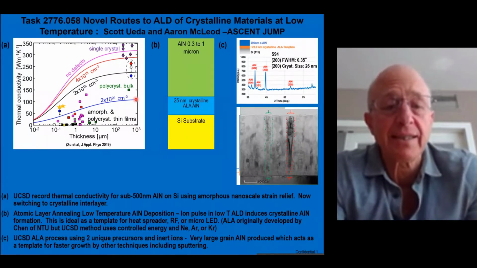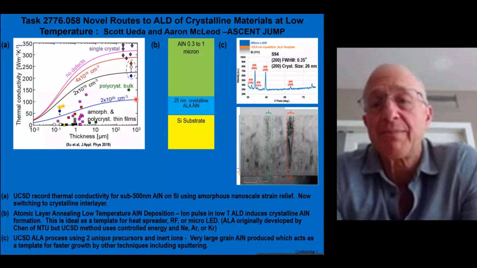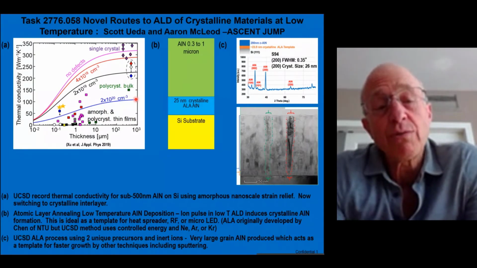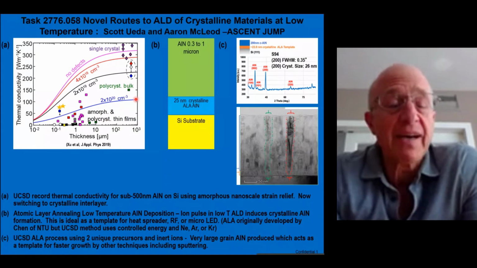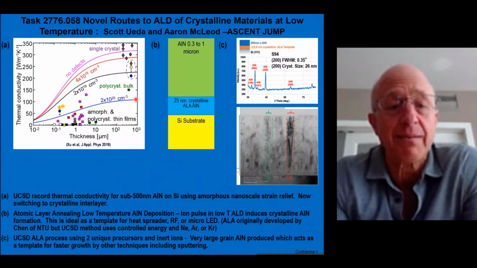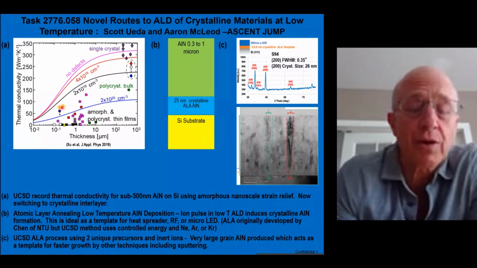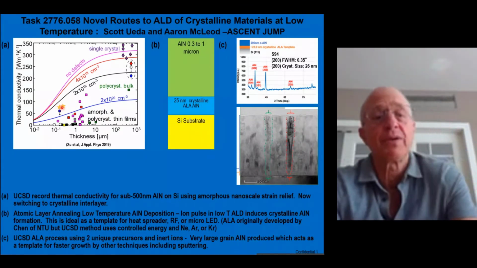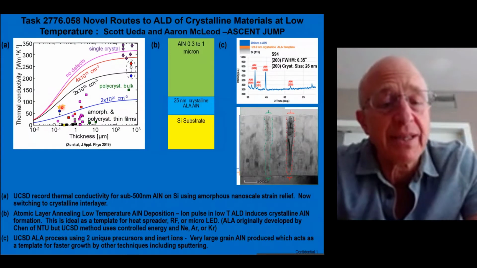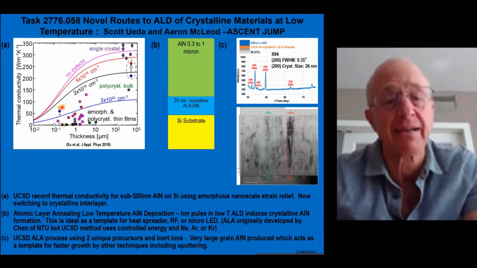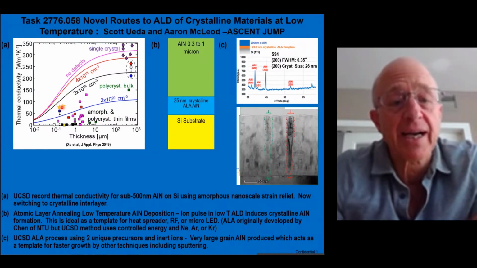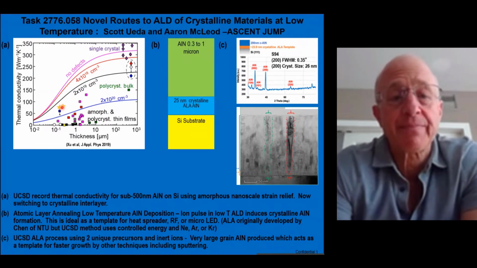So the real challenge is to be able to grow aluminum nitride with low defects. And the defects can be oxygen or they can be grain boundaries. And I'll show over here these two gold stars, which is what we've been able to do, which seems to be the record thermal conductivity for materials of about 100 to 200 nanometers.